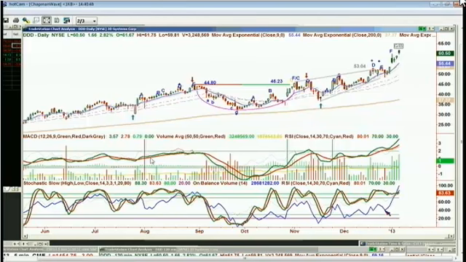The on-balance volume, you see that blue line, look at it shooting up there. It's getting a little overbought, but it's still very strong. And the stochastic is at 83%. So this is a powerful stock. It is in a sector, it's a leading sector.